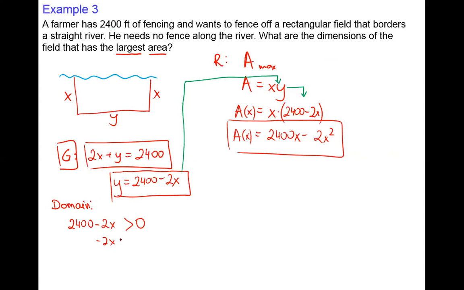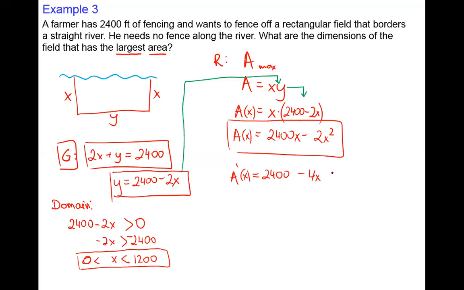And solving this will give me some constraints. Dividing by a negative, I have to change the inequality. That means we can see x must be smaller than 1200. And of course, positive, never negative. That means this is the domain: just positive numbers, not greater than 1200. Okay, let's differentiate. The derivative will be 2400 minus 4x. And the derivative must be 0 for the critical points.